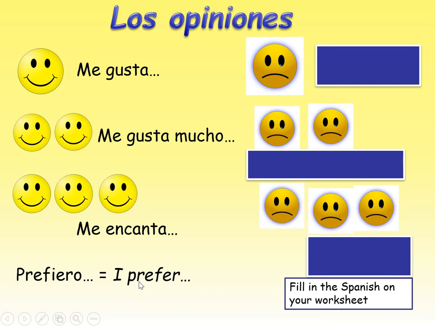I prefer to play guitar. We use prefiero tocar la guitarra. So we've used these ones before, not so much adding the mucho. This one is newer. So let's try this. Prefiero.